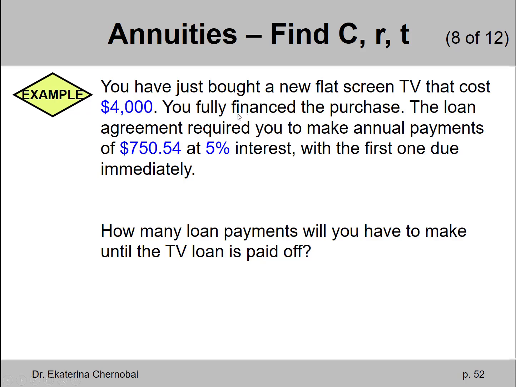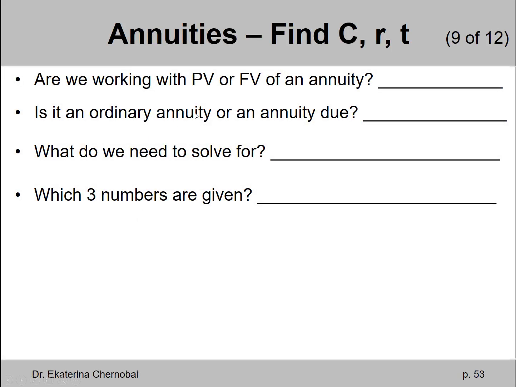You didn't pay anything out of your pocket. The loan agreement requires you to make annual payments of $750.54 at 5% interest, with the first one due immediately. How many loan payments will you have to make until the TV loan is paid off? Again, I'm asking you to ask yourself the same 4 questions as in my previous examples.